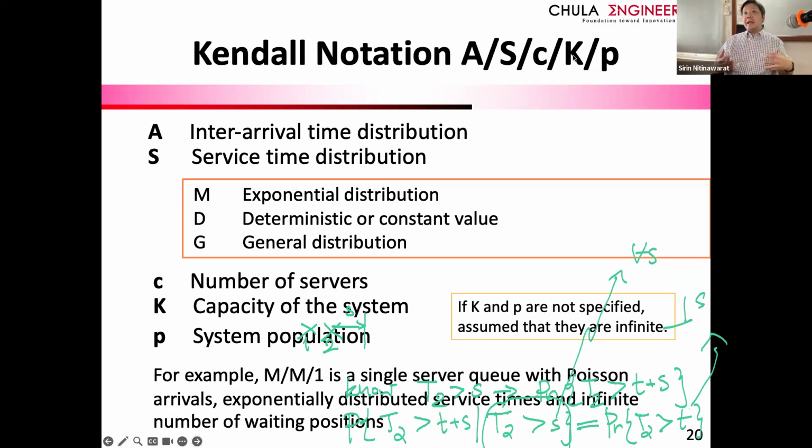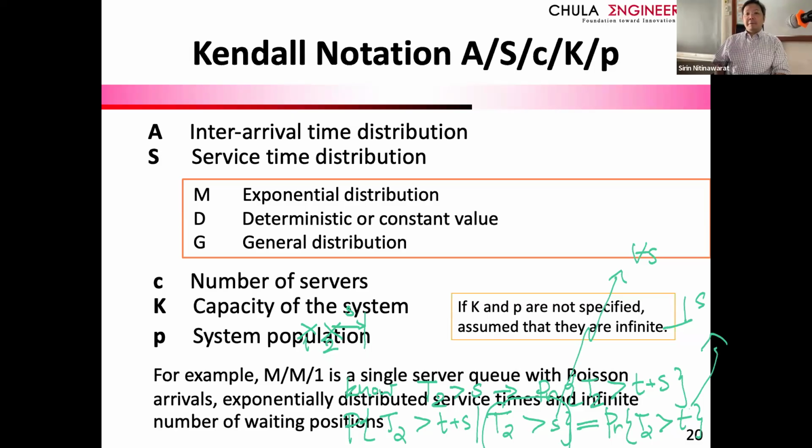And idealistically, for the simplest queue, we can assume that there is no specific limit to the queue. The queue can grow arbitrarily. That should be the simplest queue that we can analyze rigorously. That's what we call the M/M/1 queue. And we will do so shortly.